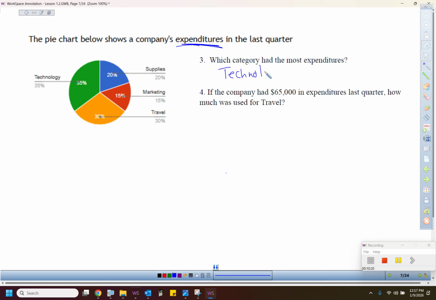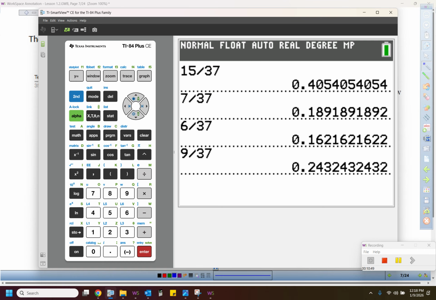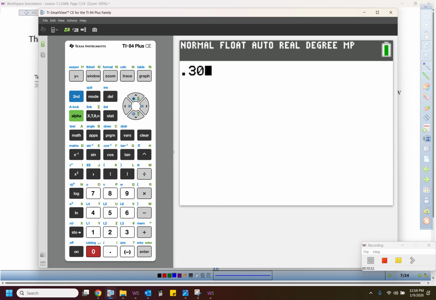Technology. You can see it a couple of ways on a pie chart. It's the biggest piece of pie, right? And it's got the largest percent on it. If a company had $65,000 in expenditures last quarter, how much was used for travel? If I go to travel on the chart, you see this is 30% of the pie. So what I have to do is take that 30% as a decimal, which is 0.30, and multiply it times our total amount of 65,000. And again, I'm sorry, I forgot to let you have a calculator. So 30% times 65,000 is how much money they spent on travel, $19,500.